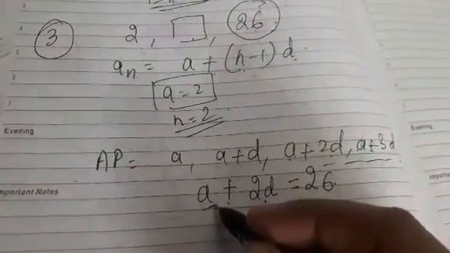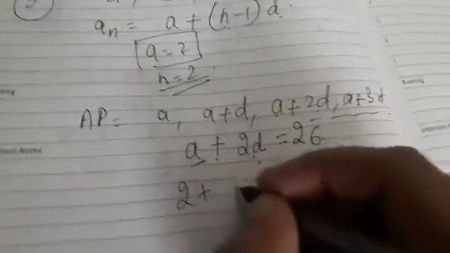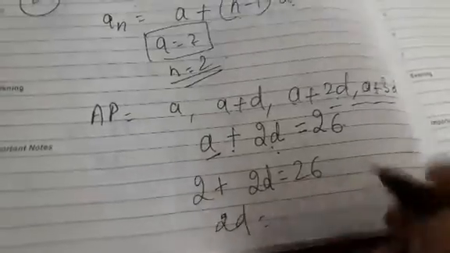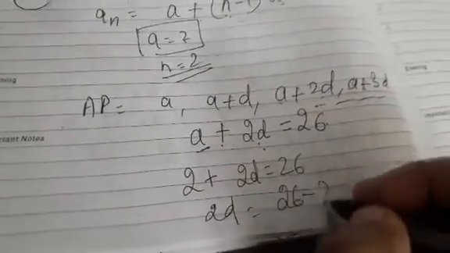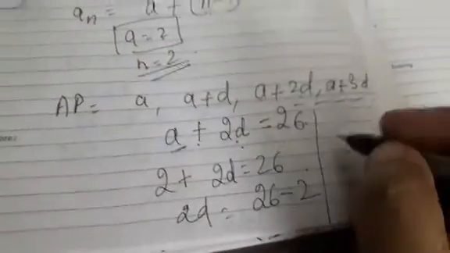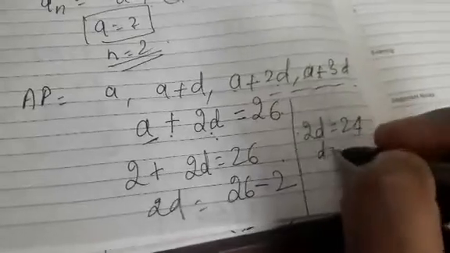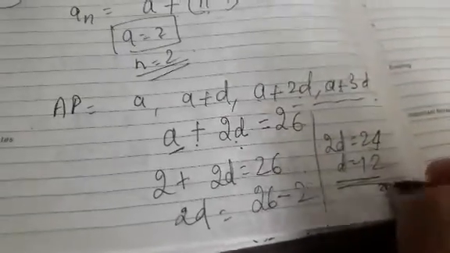Okay, so from here, a is given to you as 2. So we write 2 plus 2d is equal to 26. 2d is equal to 26 minus 2, and therefore 2d is equal to 24, and we write d is equal to 12. Okay, so d is equal to 12. I'm going to substitute here.